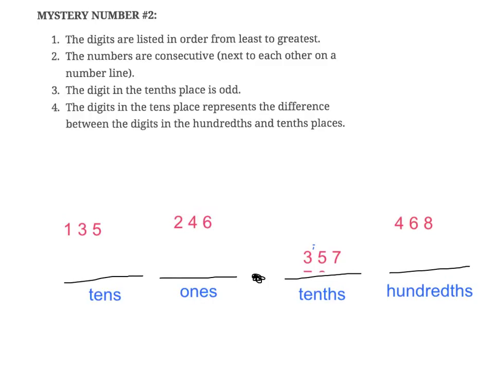So now it's time to look at the 4th clue. The digit in the tens place, that's right here, represents the difference. Now, difference means the answer to a subtraction statement. So it's the difference between the digits in the hundredths and tenths place. So the difference between these two numbers equals the digit in this place, in the tens place.